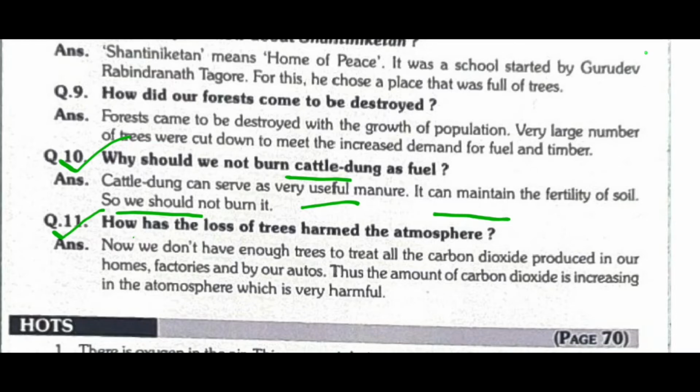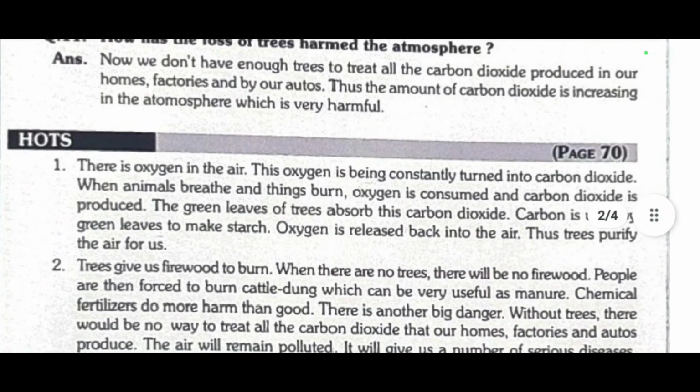Then question number 11: how has the loss of trees harmed the atmosphere? Now we don't have enough trees to treat all the carbon dioxide produced in our homes, factories, and by our autos. Thus, the amount of carbon dioxide is increasing in the atmosphere, which is very harmful.